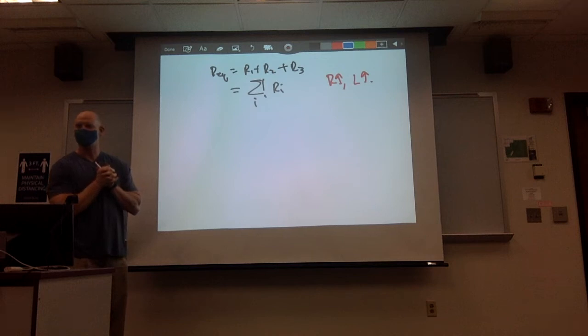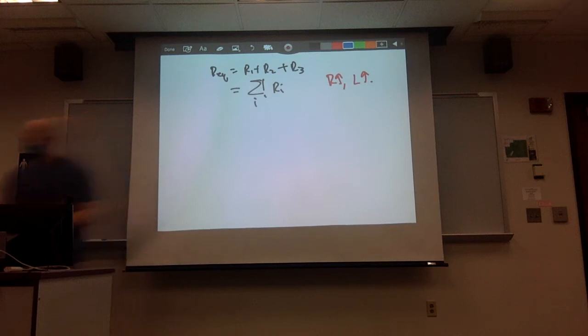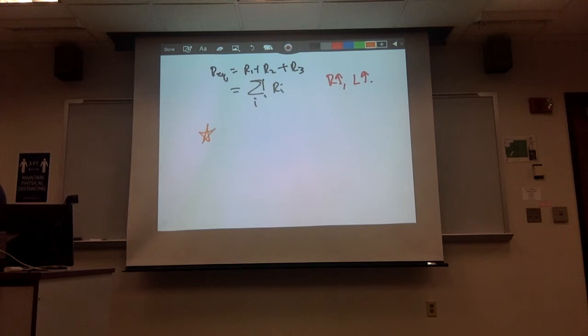Okay? Not too bad. I'm going to write this down here. When we had capacitors, we had 1 over CEQ equal to the sum over i of 1 over Ci in series as well. So these are opposite from each other.